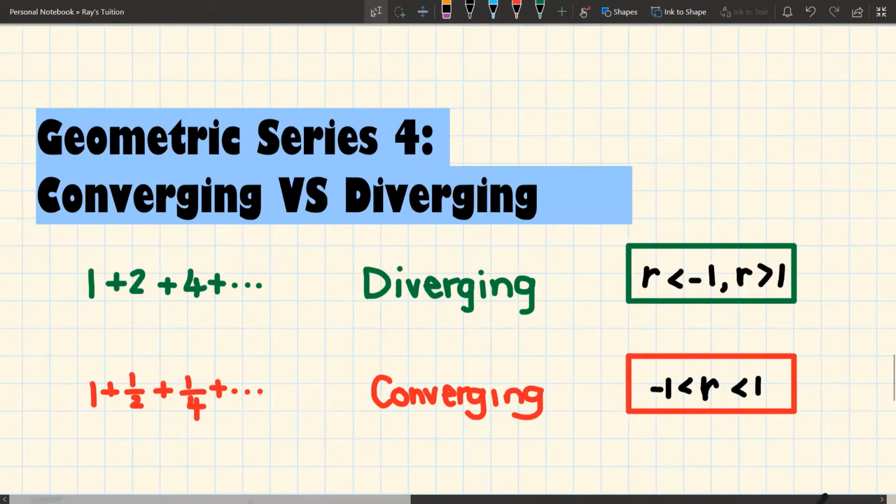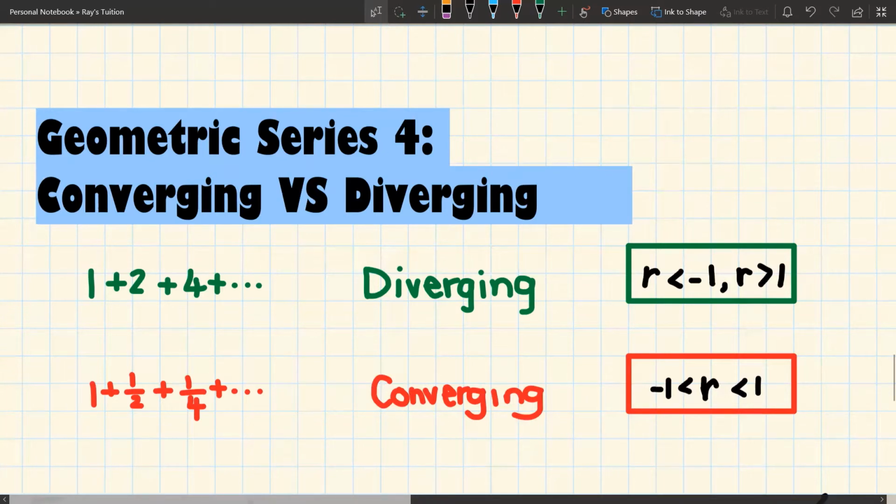So over here in green and red, we have two types of geometric series. The one in green has 1 plus 2 plus 4 plus and so on. Now you would notice that each following term gets bigger than the previous term. So that is what we call a diverging series, when each term becomes bigger and bigger than the previous term. For the red one, the converging one, we have 1 plus a half plus a quarter plus and so on. And what you would notice in that pattern, each following term is smaller than the previous term.